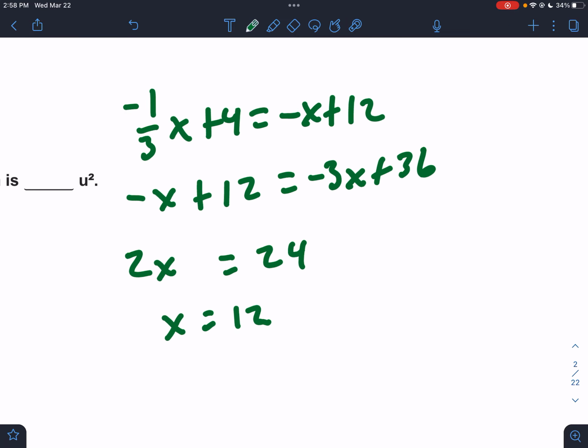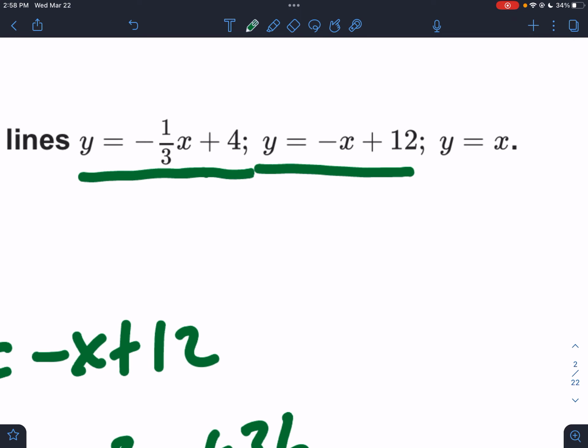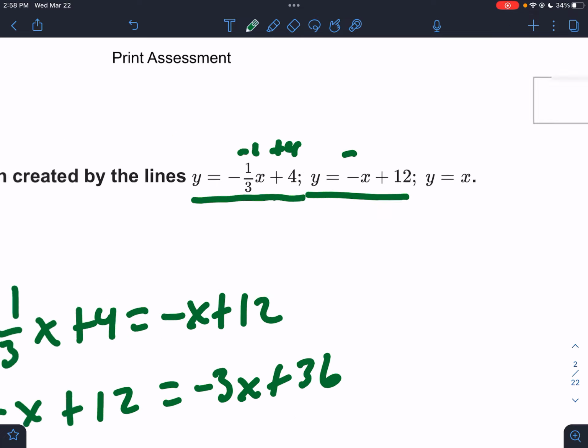But I need to know the y-coordinate. I can plug x into either one to get the y value. And if you have enough time, plug it into both because it should be the same answer for both. If I plug in 12 here, I would get negative 1 plus 4, which is 3. If I plug in 12 here, wait, is it 12?